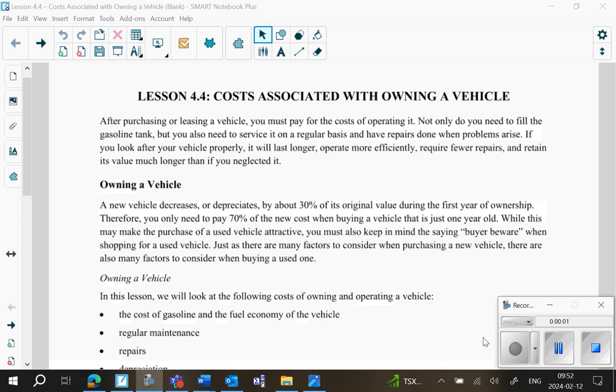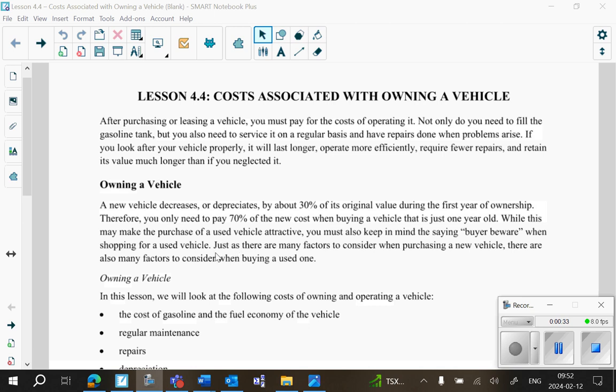So like I said, we have talked about three different ways you can get a car or a vehicle, I should say, and that's purchasing a new vehicle, leasing a new vehicle, or purchasing a used vehicle. And we talked about the different costs associated with it, and we compared the cost of leasing versus the cost of purchasing.